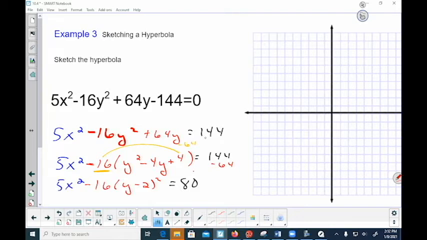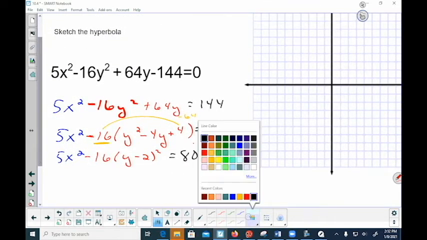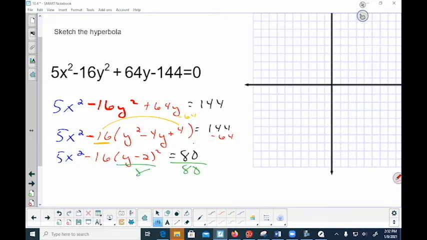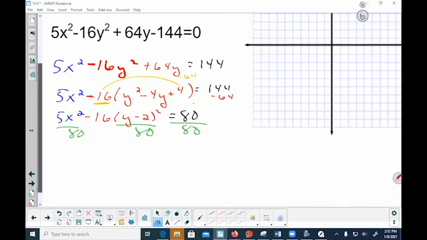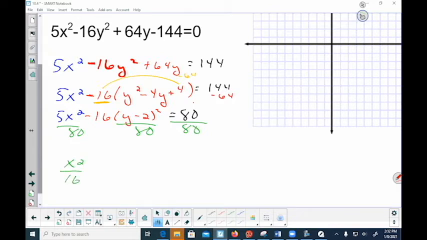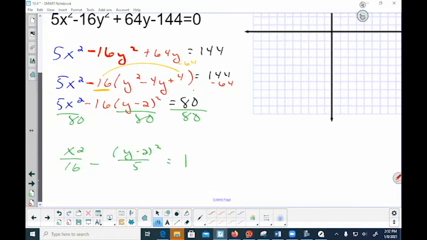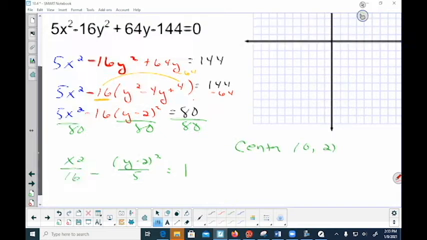Again, all ellipses and hyperbolas are set equal to 1. So I'm going to divide everything by that 80. So 80 and 80, and when I do that, I end up with x squared over 16 minus y minus 2 squared over 5 is equal to 1. And again, I want it equal to 1. So based on this information, I'm going to write down some things that I know. My center will be whatever I'm subtracting from the x coordinate, whatever I'm subtracting from the y. So my center is going to be 0, 2.